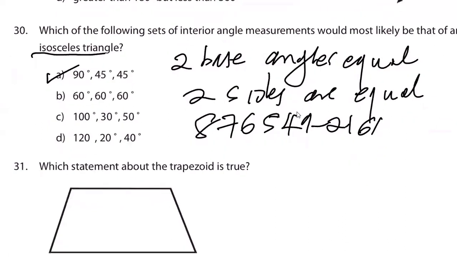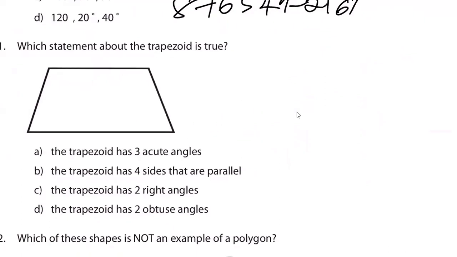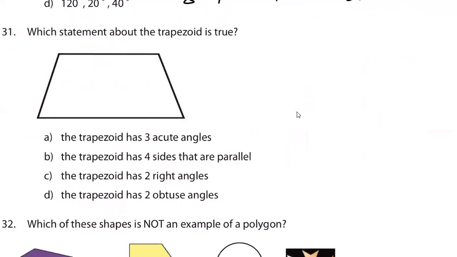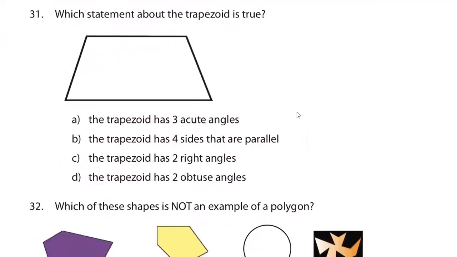Alright, this one says, which statement about the trapezoid is true? A, the trapezoid has three acute angles. B, the trapezoid has four sides that are parallel. C, the trapezoid has two right angles. D, the trapezoid has two obtuse angles. This one is about properties. Trapezoid has three acute angles, four parallel sides, so that would be D. Trapezoid has two obtuse angles.